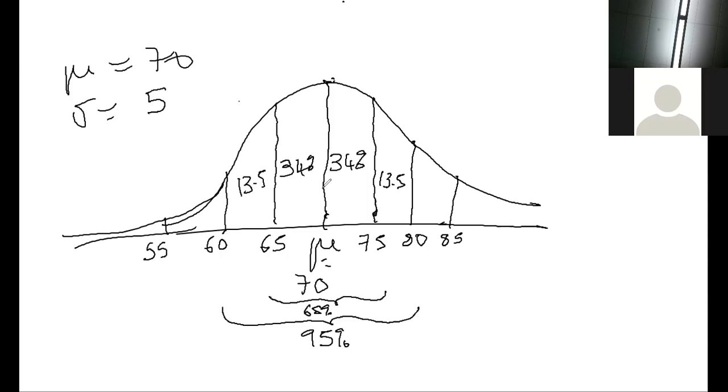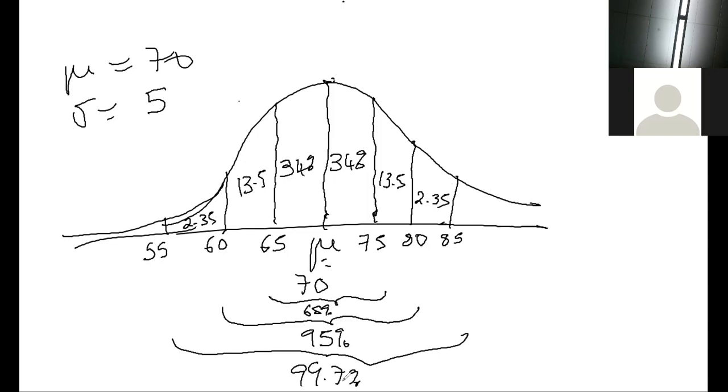Now, this is at the 3rd standard deviation, we have 2.35 here and 2.35 here. So within 3 standard deviation, we have 99.7% of values. Okay?